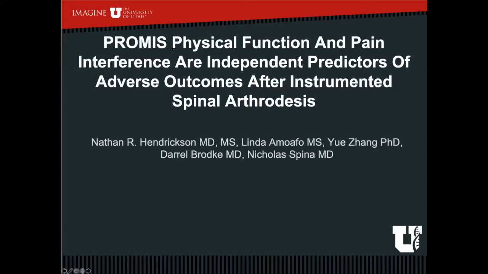Thank you. I'll be presenting this work regarding PROMIS physical function and pain interference as predictors of adverse outcomes after intermittent spinal fusion.